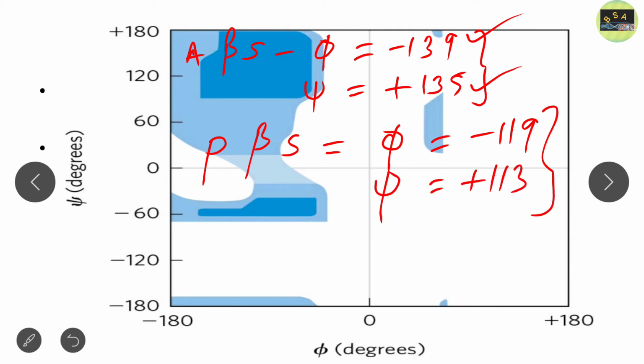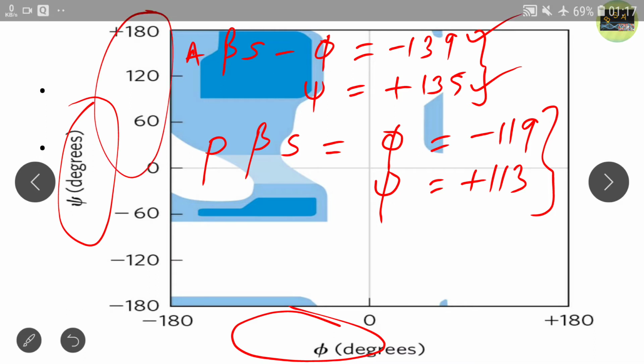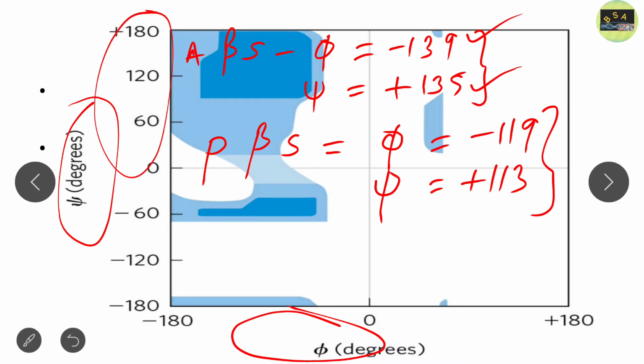So in case of beta sheet, either anti-parallel or parallel, phi value will be negative, as this is the value. Phi value will be negative while psi value will be positive here. So in case of anti-parallel beta sheet, phi value is minus 139 while psi value is plus 135. While in case of parallel beta sheet, phi value will be minus 119 while psi value is plus 113. So this is the case of beta sheet.